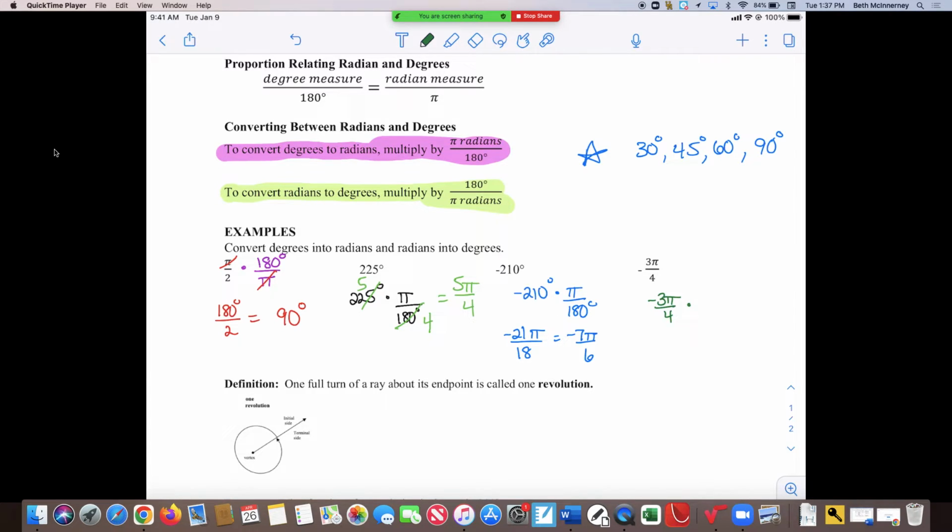What's the fraction I'm going to multiply by that will convert it from radians to degrees? 180 over pi.